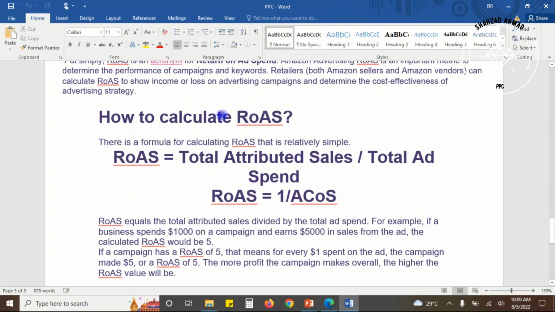So these were the important terminologies that are used in PPC. Before starting your PPC campaigns, you must understand these variables, these terminologies, so that you can run your campaigns effectively and you don't have to waste money on unplanned PPC campaigns. I hope you understand this topic.